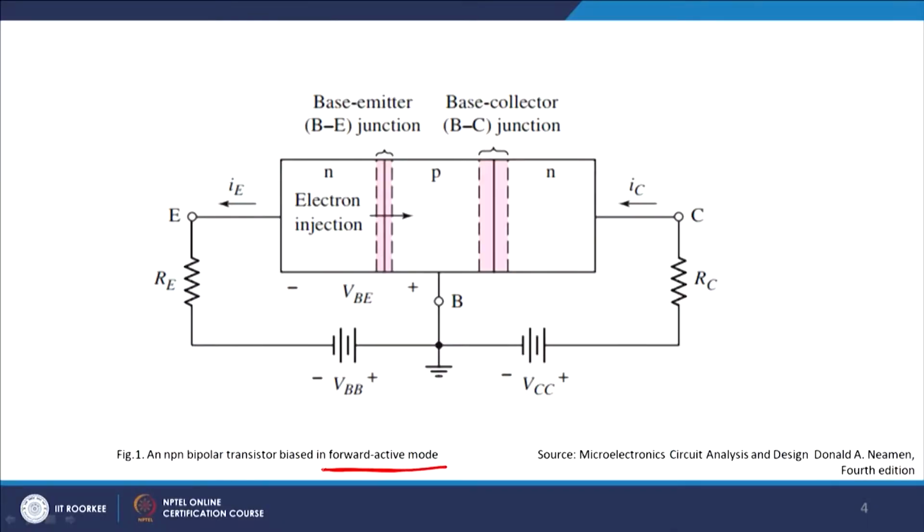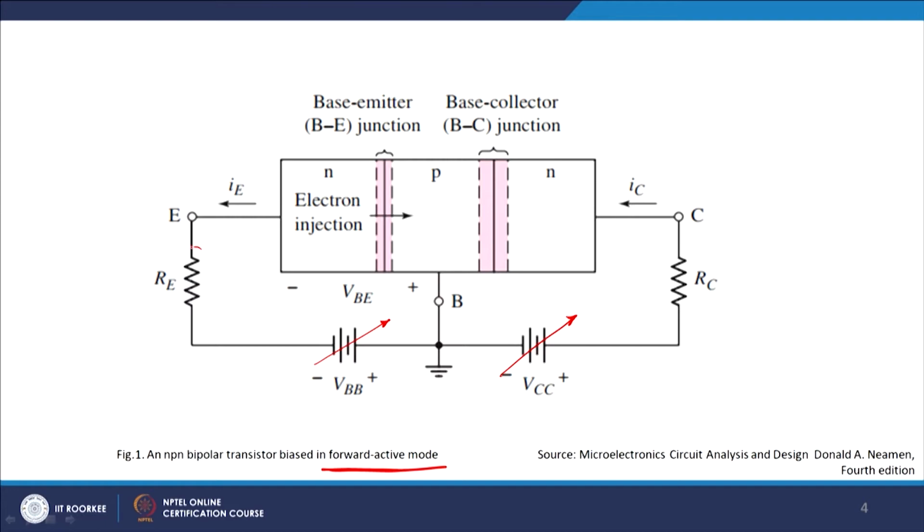Let us look at the NPN transistor in the forward active mode configuration, and we generally put an arrowhead here and an arrowhead here, implying that these are variable power sources or variable power supplies that you have.